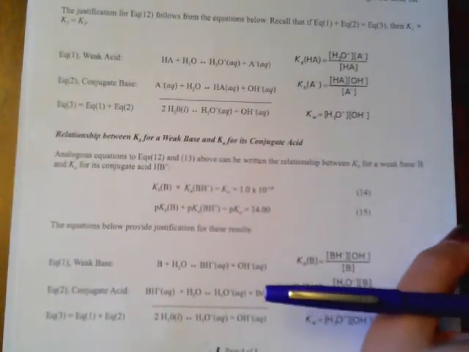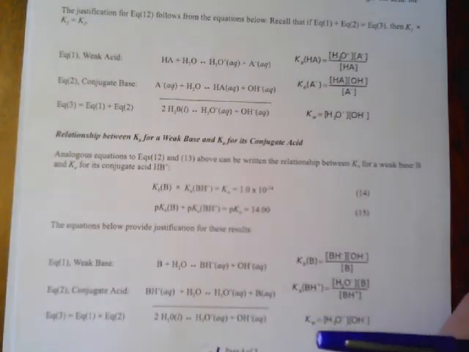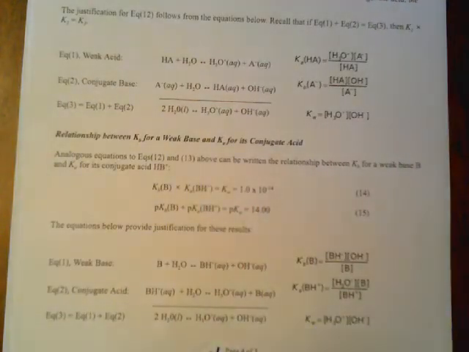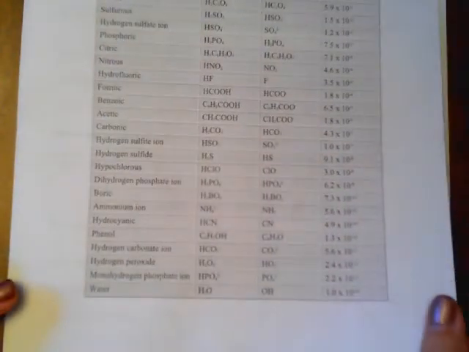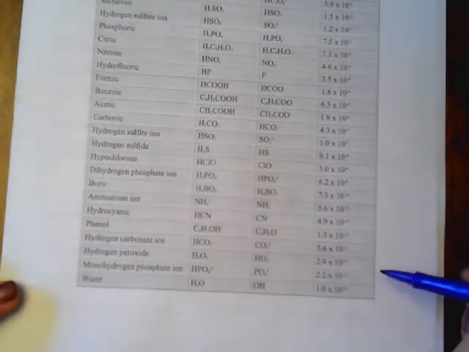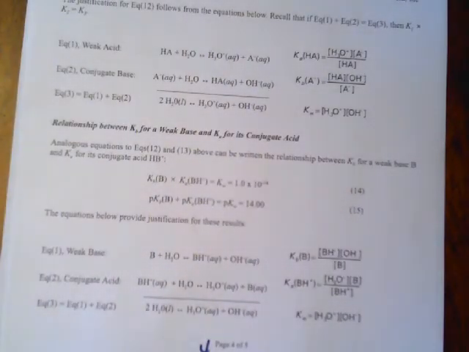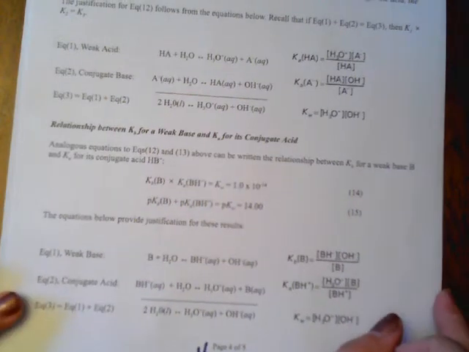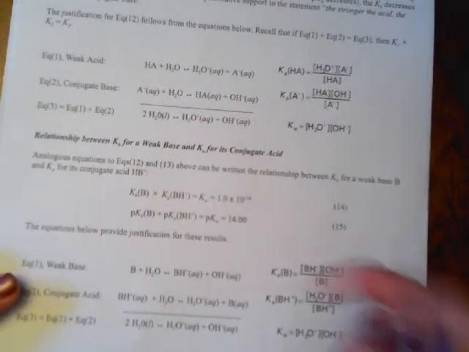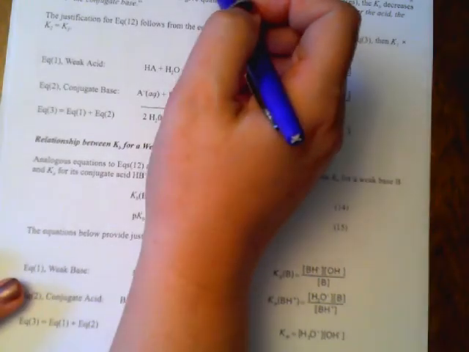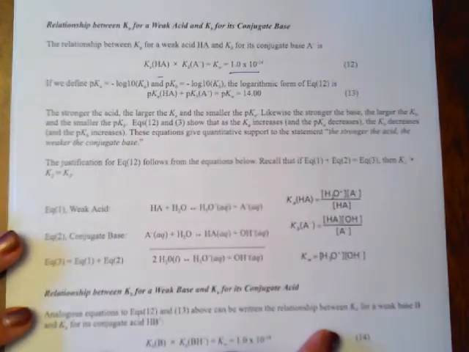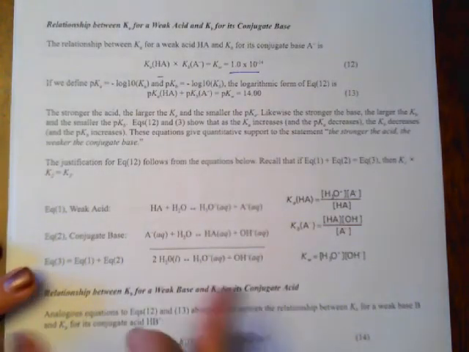Alright, so in your packets, I gave you, on the page behind the schedule, a list of Ka values for various weak acids. But of course, they all have a corresponding conjugate base. So we can use Ka values to determine what the Kb for its conjugate base is. We know that the relationship between Ka and Kb, if we multiply them, gives us Kw, because of how we calculate Ka and Kb.